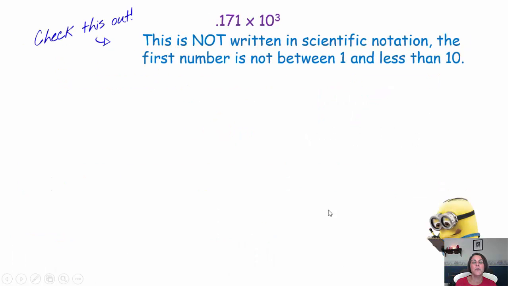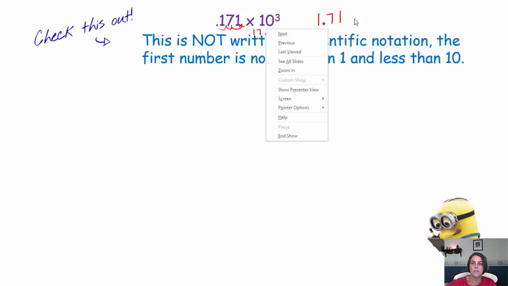Now let's take a look at this one. This one's not in scientific notation either, because that first number is not between 1 and 10. What would we have to do to move this so it was between 1 and 10? Well, 0.171 we would have to write as 1.71. 1.71 times 10 to the third, 1, 2, 3 places becomes 171.